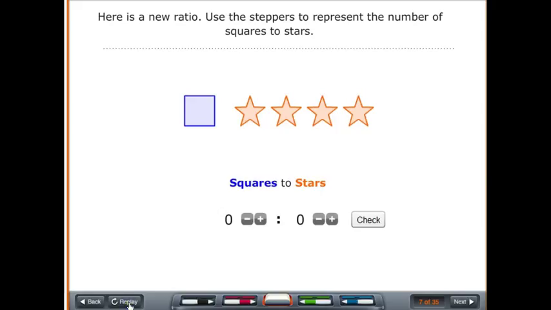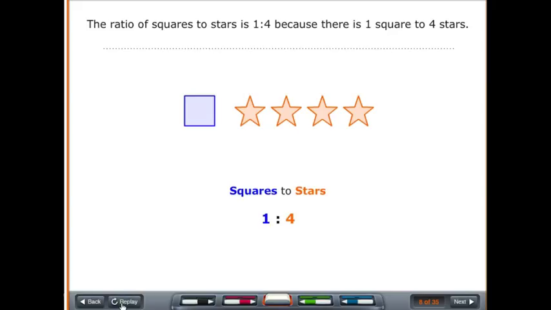Here is a new ratio. Use the steppers to represent the number of squares to stars. The ratio of squares to stars is 1 to 4, because there is 1 square to 4 stars.